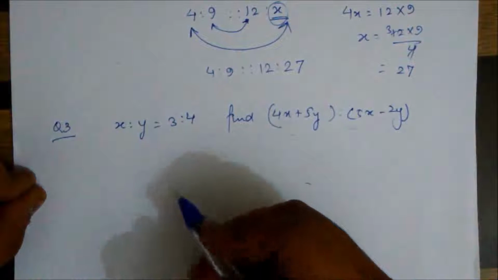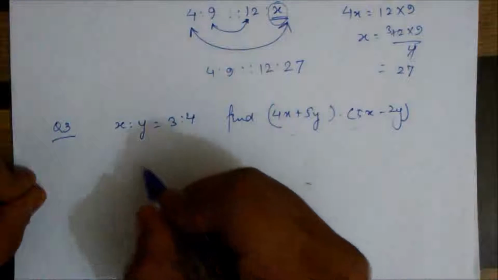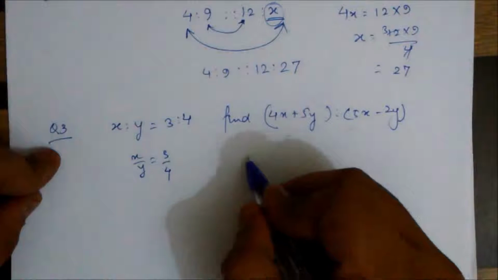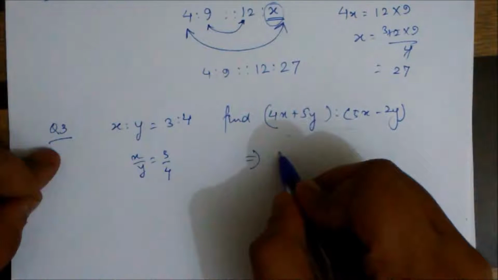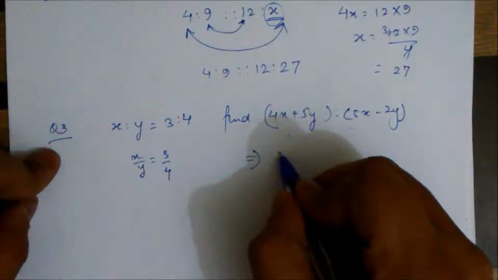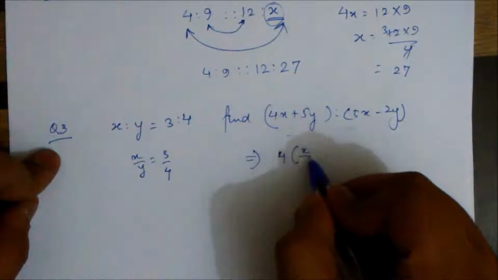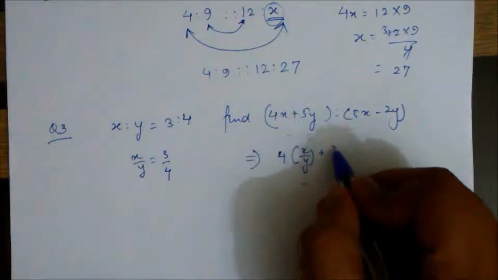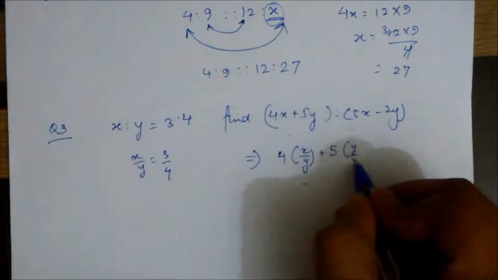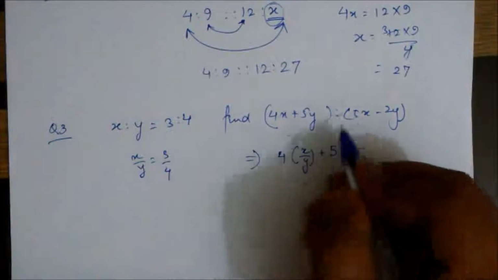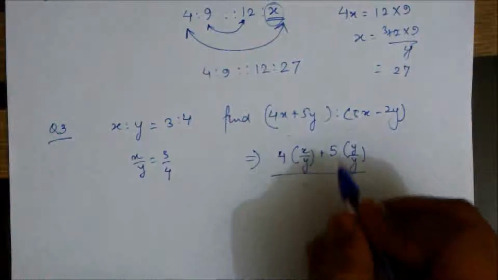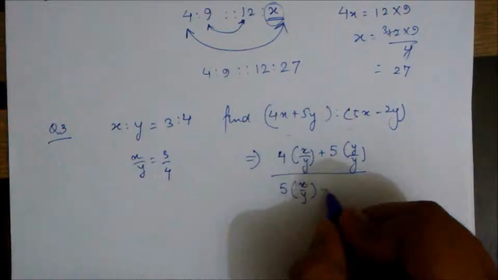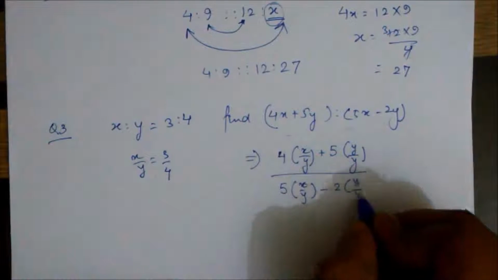and in the given question we have got x is to y. So what we'll try to do, we can write this as basically 3 by 4. So what we can do here, if we divide everywhere by y, that is 4x by y, everything should be divided by y. 5y by y will be 1. And the denominator will be written as 5x by y minus 2y by y.